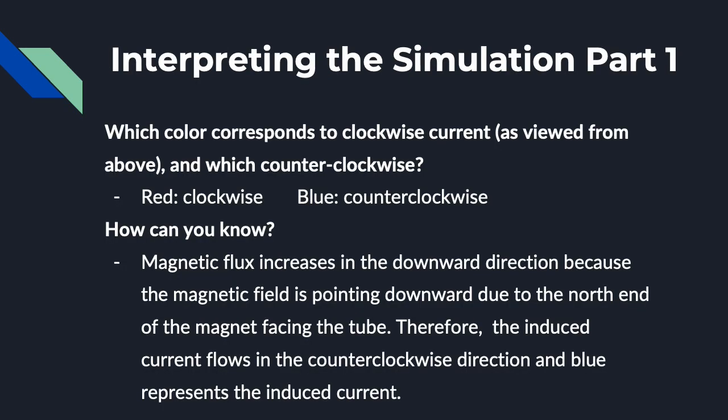Interpreting the simulation part 1. So on the previous slide, which color corresponds to a clockwise current and which one corresponds to counterclockwise? The red corresponds to clockwise and the blue corresponds to counterclockwise. How do I know this? Well, because magnetic flux is increasing in the downward direction because the magnetic field is pointing downward because the north end of the magnet is facing the tube. Therefore, the induced current flows in the counterclockwise direction, and thus the blue circle represents this induced current.